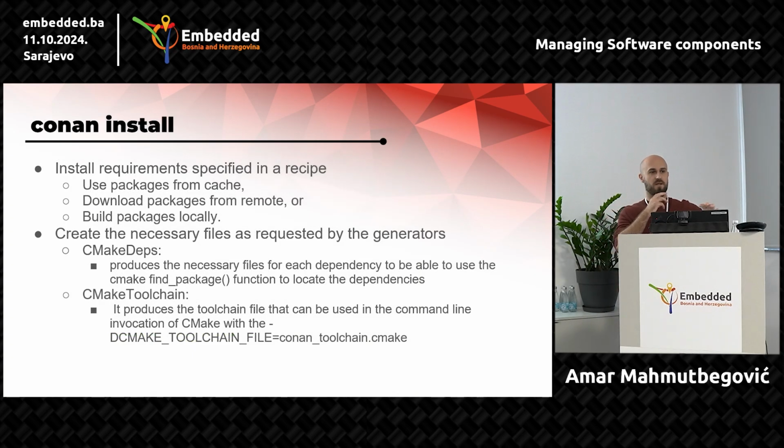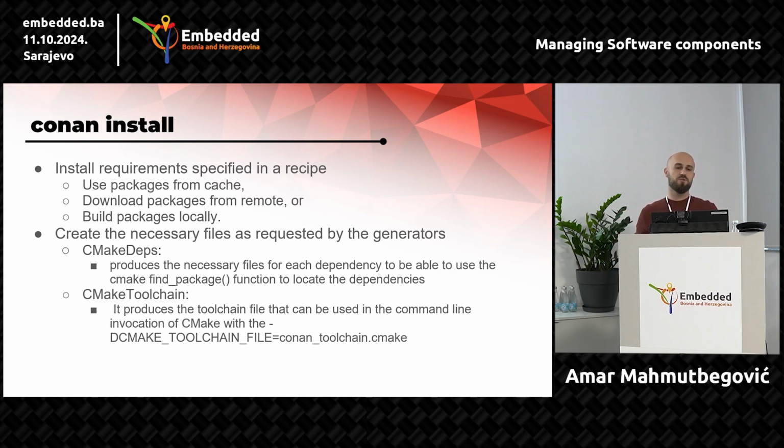Okay, so the first thing that we ran was Conan install. And what this does, it installs requirements specified in a recipe. So we specified that our project depends on STM32F072 platform. So Conan install will either use this package if it is present in our local cache, or it will download it from remote server, or it will build it locally.